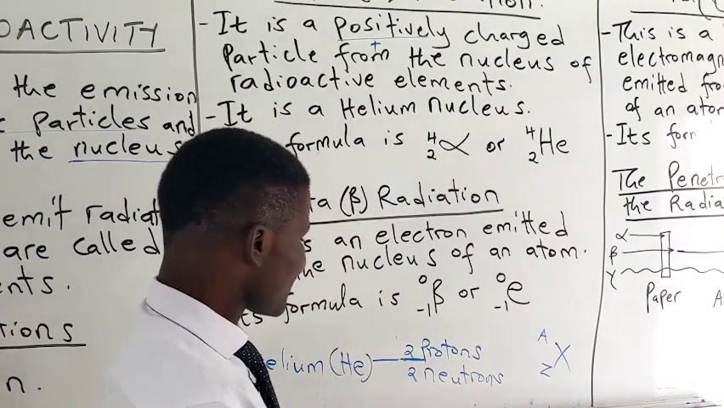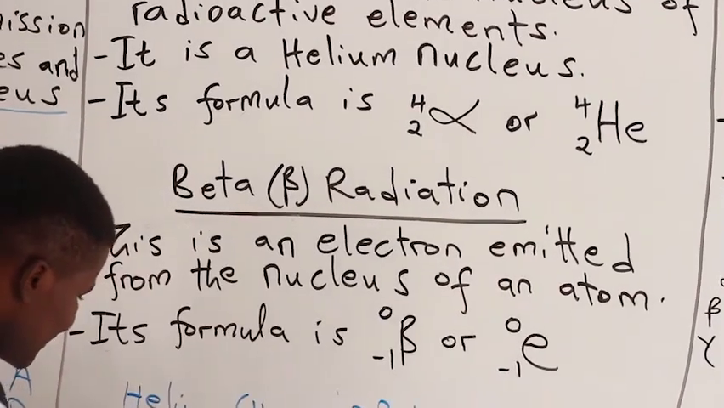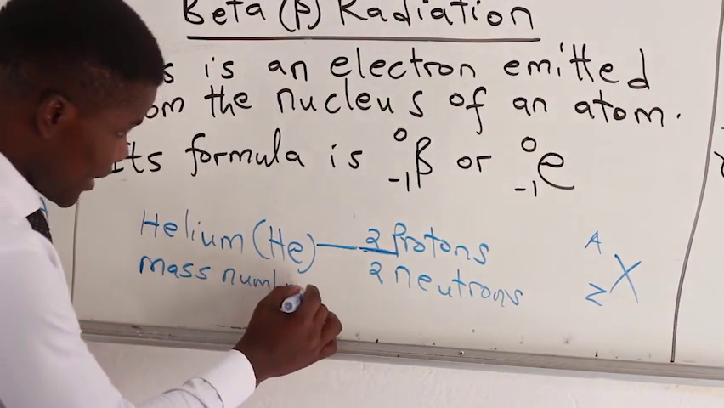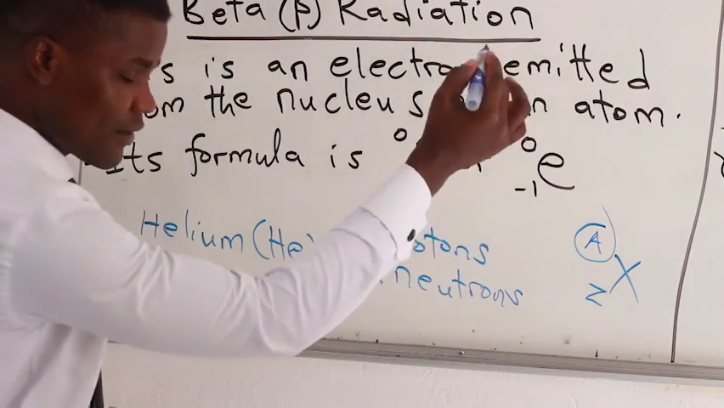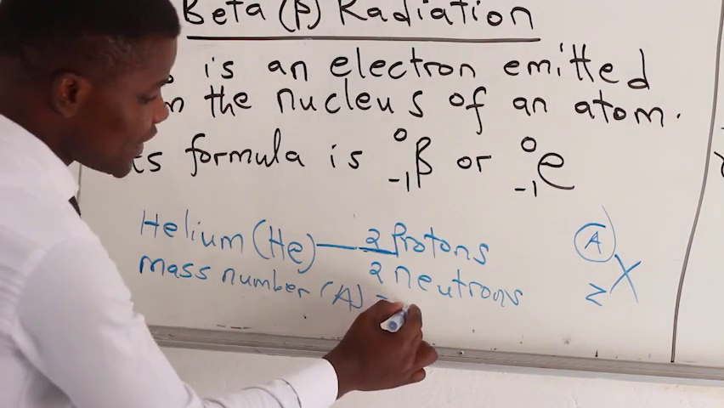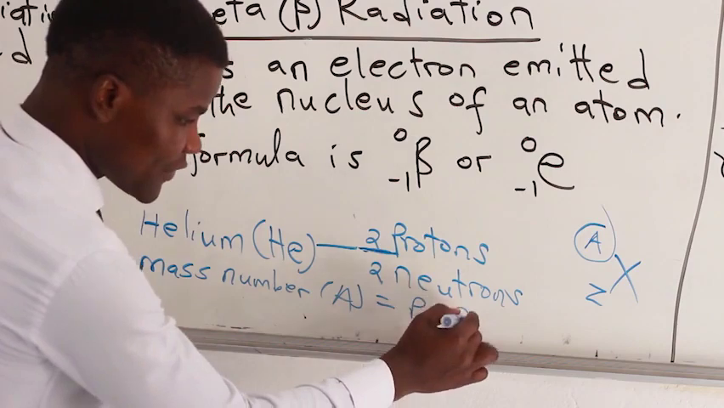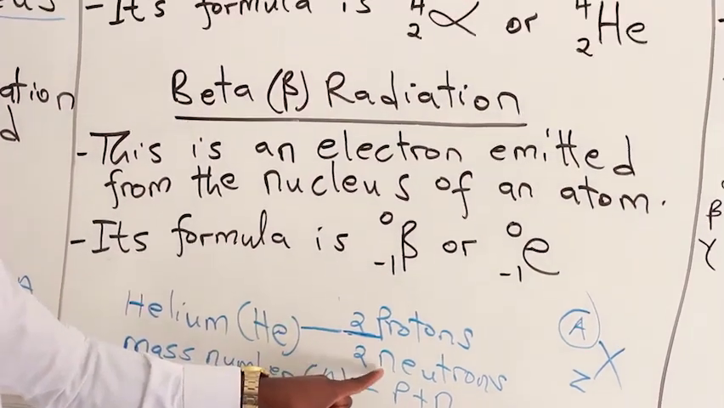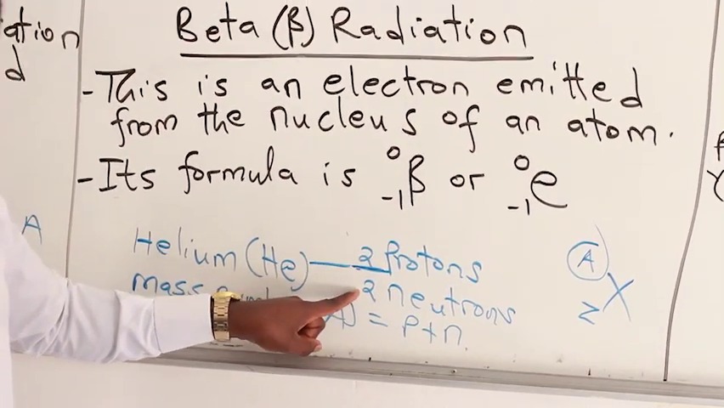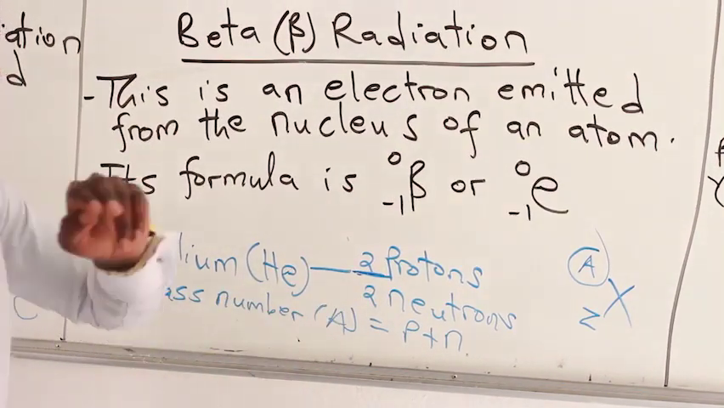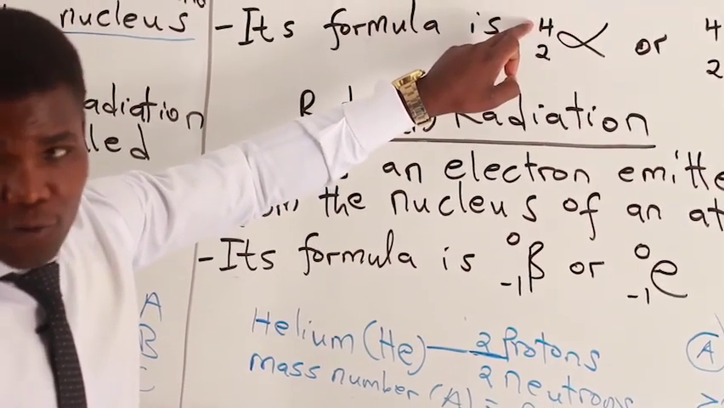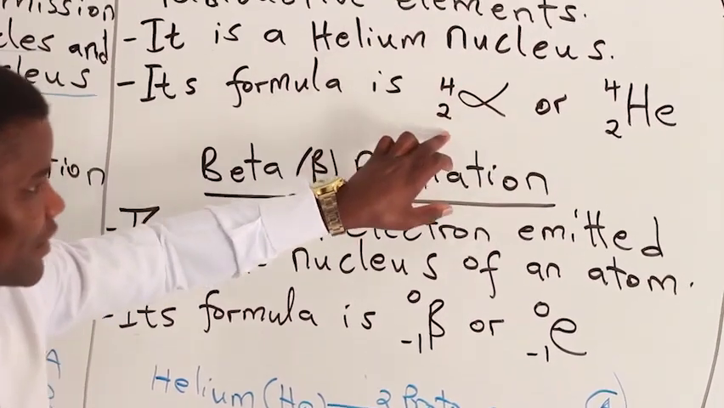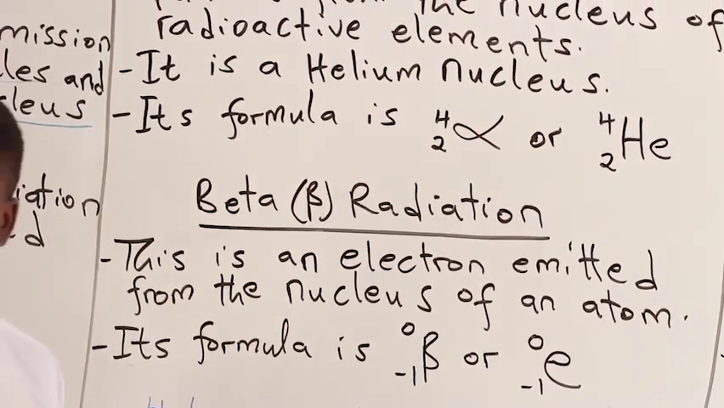And we've said that mass number A here is given by number of protons plus number of neutrons. And we have said that a helium has got 2 protons and 2 neutrons. So 2 plus 2 is 4. That is why the mass number here is 4. So this is the formula of alpha radiation or alpha particle.